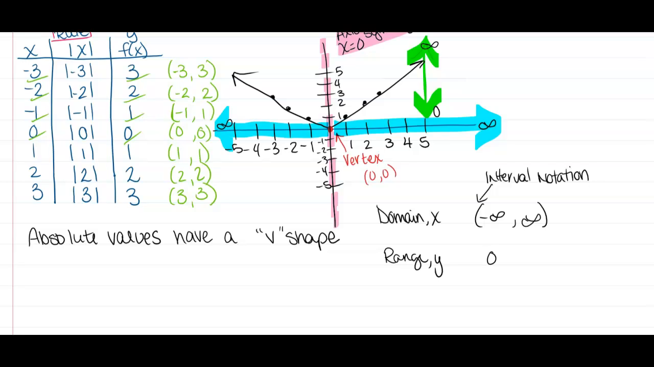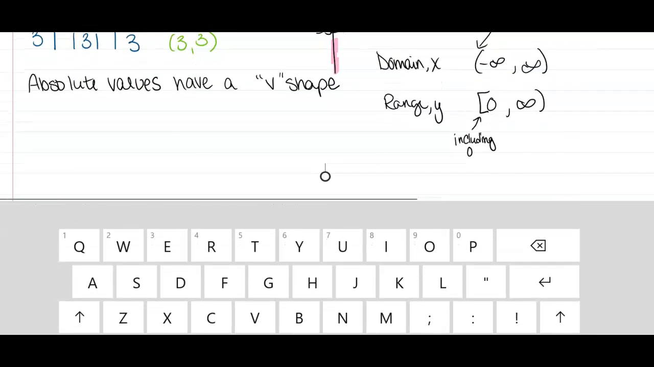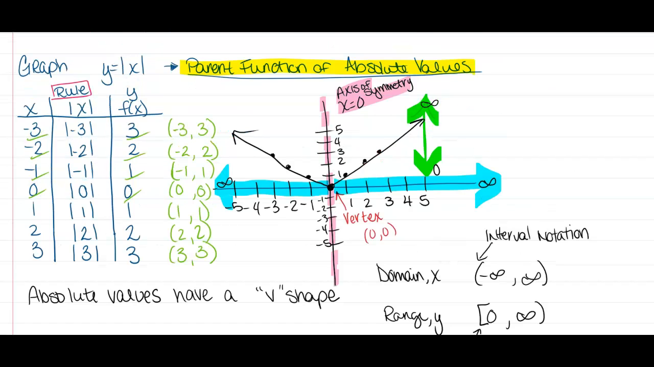So for my range, it's from 0 to positive infinity. Infinity always has parentheses, and because there's a solid point on that 0, we have closed brackets. So it's including the 0. Now when we look for the x and the y-intercept, the x and the y-intercept are the same as my vertex. So my x-intercept is where the graph crosses the x-axis, and that's at 0, 0. And my y-intercept is where the graph crosses the y-axis, and that is also at 0, 0.